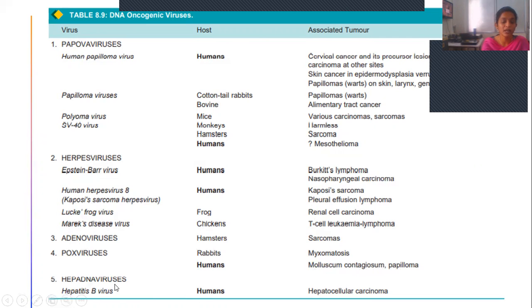And hepadnaviruses, that is hepatitis B virus, affect humans, causing hepatocellular carcinoma. So all these were the DNA oncogenic viruses, these were the associated tumors, and these were the hosts in which these viruses act.